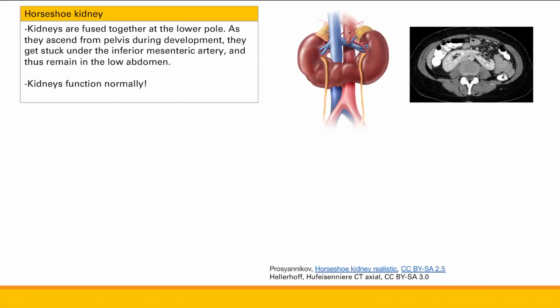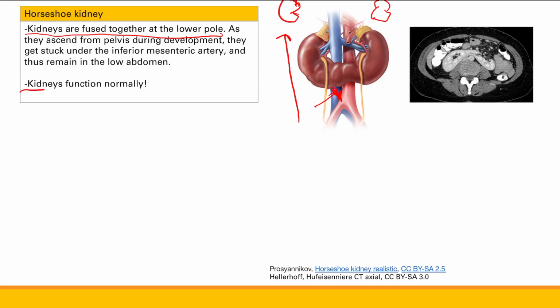Next is horseshoe kidney. Okay, and in this disease, kidneys are fused together at the lower pole. Because they're fused, they have difficulties ascending up. They normally go up this way to where they are normally in the back, so they're normally up here somewhere. But because they're fused together, they're going to get trapped by the IMA as they ascend, and thus they're going to remain low in the abdomen. They're going to be lower in the abdomen than where they normally are.